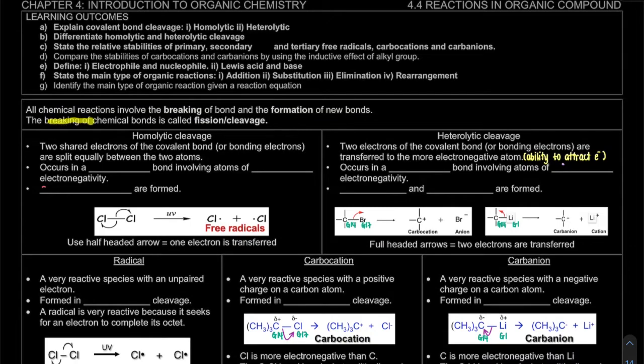Okay, so all chemical reactions involve the breaking of bonds and the formation of new bonds, where the breaking of a chemical bond is called fission or cleavage. For example, we have our carbon-carbon double bond. When we break the bond here, we will call it bond cleavage. We're going to break the bond itself. The bond cleavage is divided into two, homolytic and heterolytic.